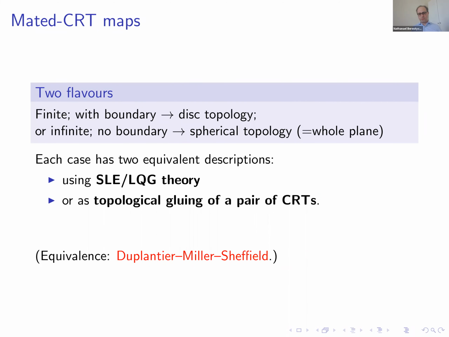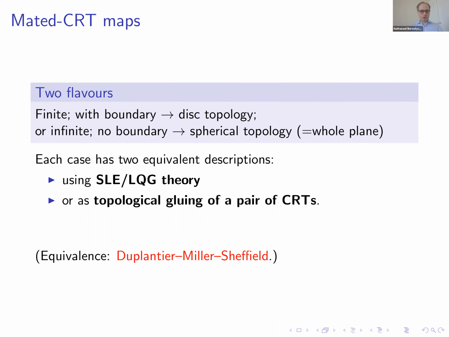We prove our results in two different cases. One is a finite case with a boundary, corresponding to maps with the topology of a disk, in which case we'll be able to do a Tutte embedding, a very nice kind of embedding. Or the maps can be infinite with no boundary, having the topology of the sphere or of the plane, if you want the whole plane. It's the same thing. So the result is going to be true for both of these situations.